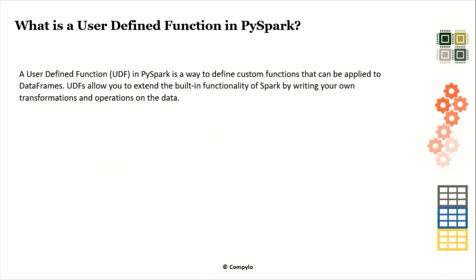Next question is, what is a user-defined function in PySpark? A user-defined function, that is UDF, in PySpark is a way to define custom functions that can be applied to data frames. UDFs allow you to extend the built-in functionality of Spark by writing our own transformations and operations on data. In PySpark, UDFs can be created by creating a Python function and wrapping it with PySpark's SQL UDF method to use it on DataFrames or SQL.